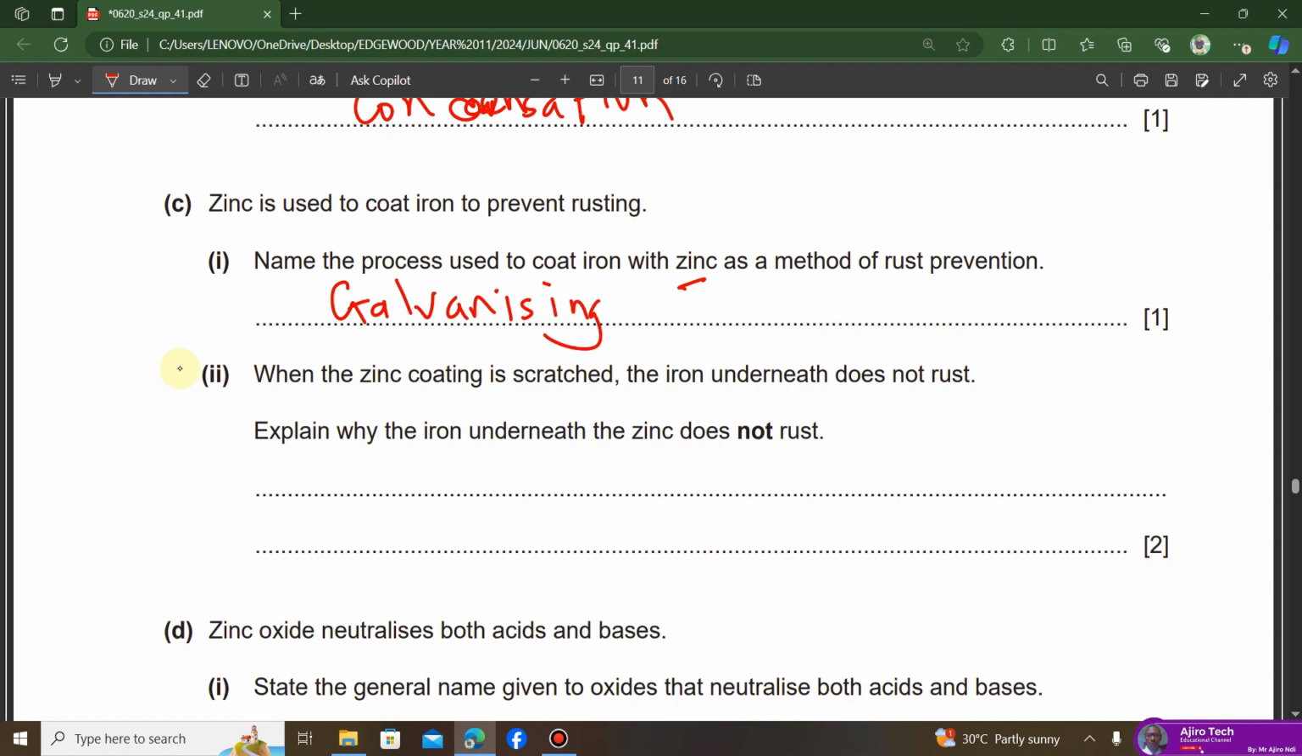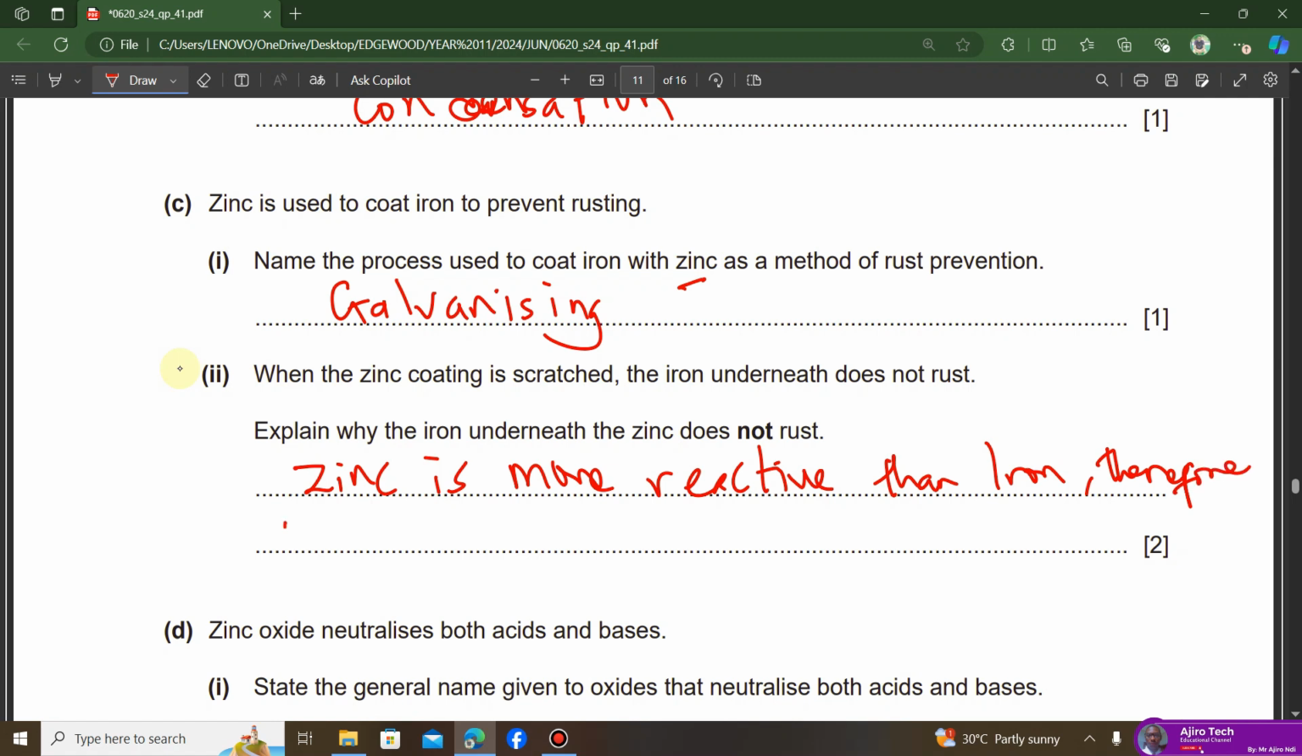When the zinc coating is scratched, the iron underneath does not rust. Explain why the iron underneath the zinc does not rust. This is for 2 marks. The iron beneath the zinc does not rust because zinc is more reactive than iron. Therefore, it oxidizes, and it oxidizes to form a shield that protects the iron.